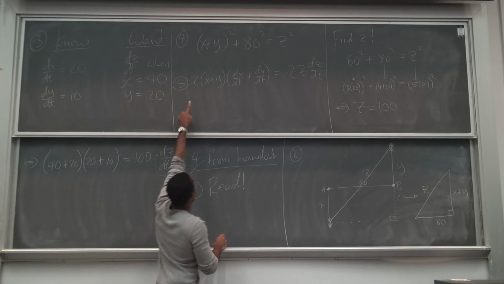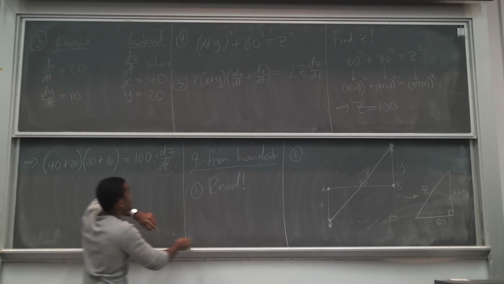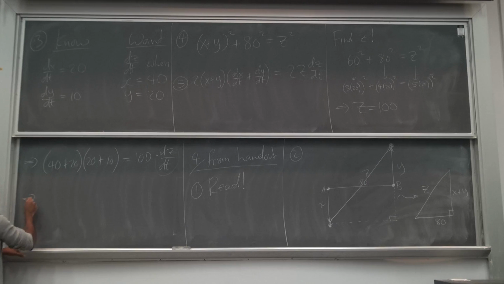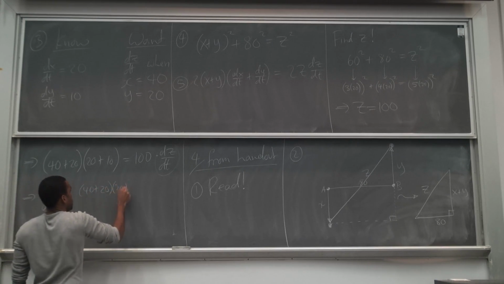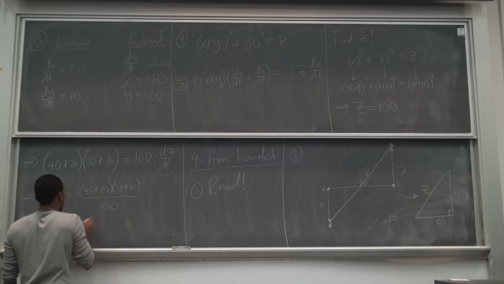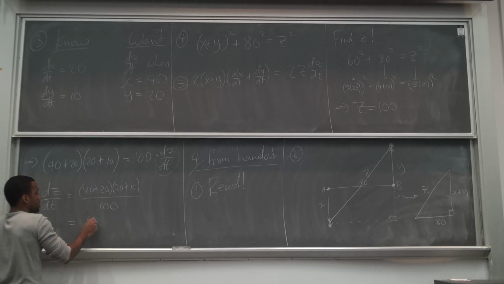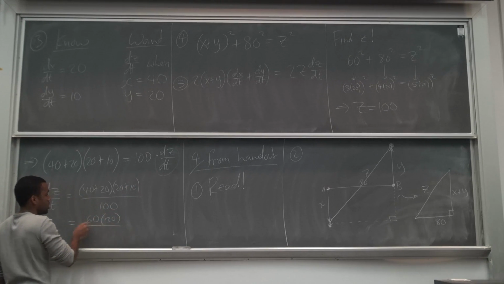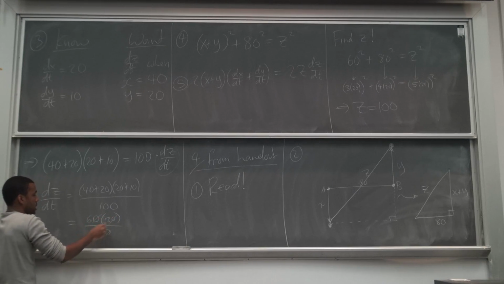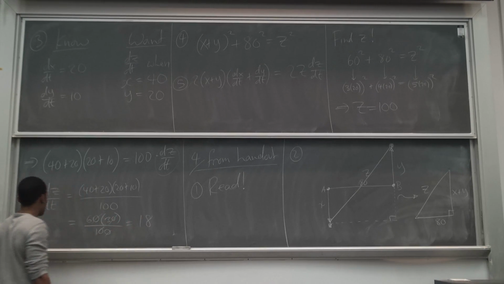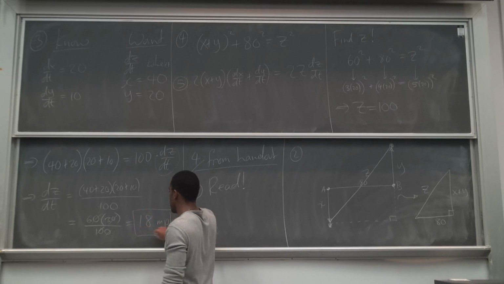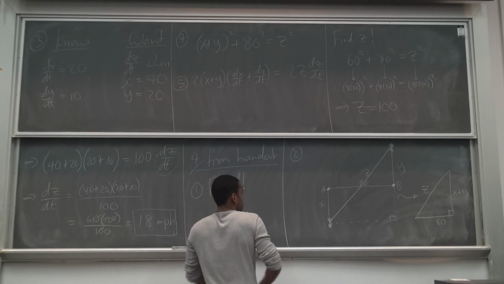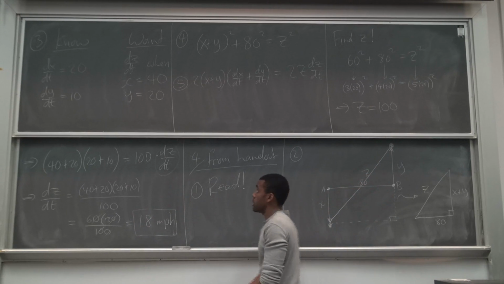I canceled the 2's from both sides. There was a 2 here, there was a 2 here. I divided both sides by 2. Which means dz/dt is just 40 plus 20 times 20 plus 10, over 100. 40 plus 20 is 60, times 30, over 100. That cancels, so it's 18. 18 miles per hour is how fast the distance between them is changing. So the distance between them is increasing at 18 miles per hour.